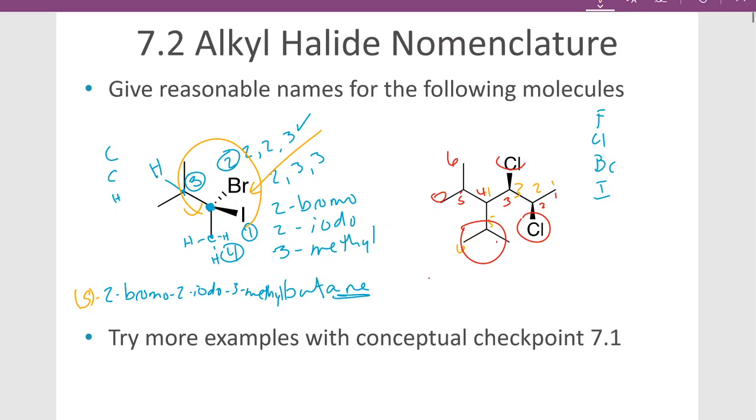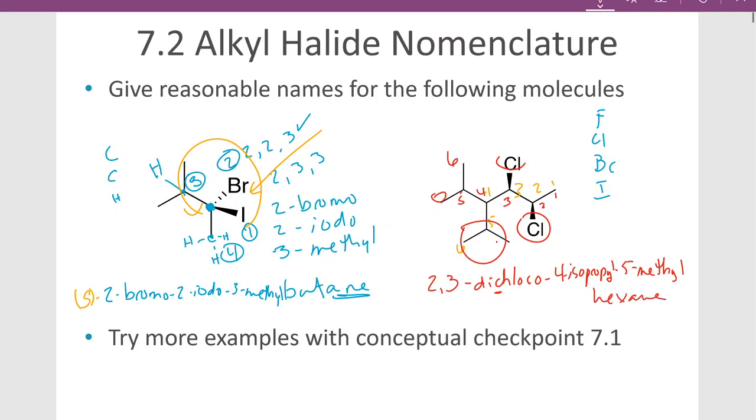So that will be 2,3-dichloro. We're alphabetizing for the chlorine, that's C. And then going along the orange path, it doesn't really matter, so that's 4-isopropyl, 5-methyl. And then our parent is hexane.